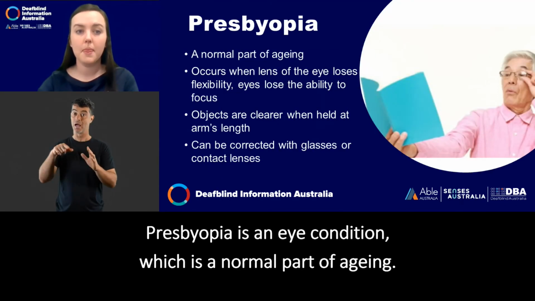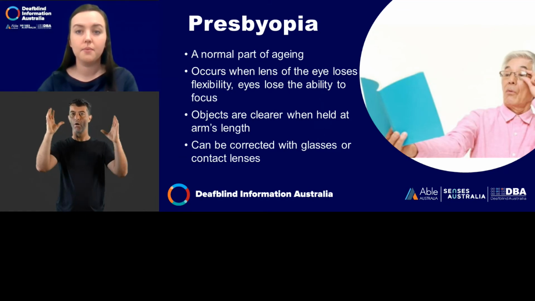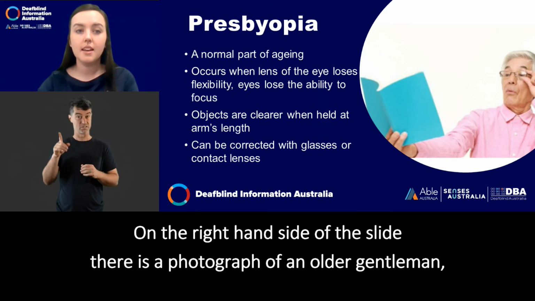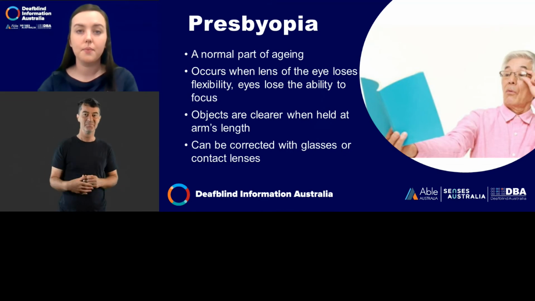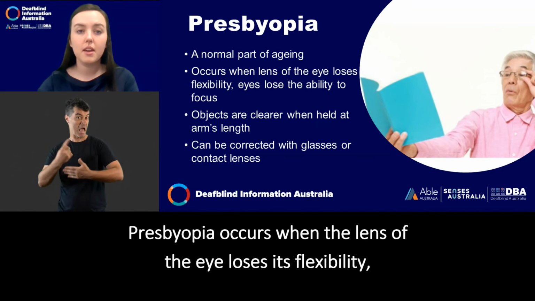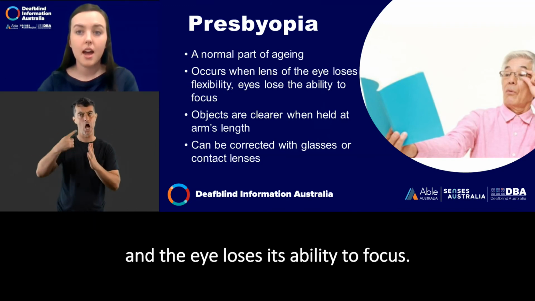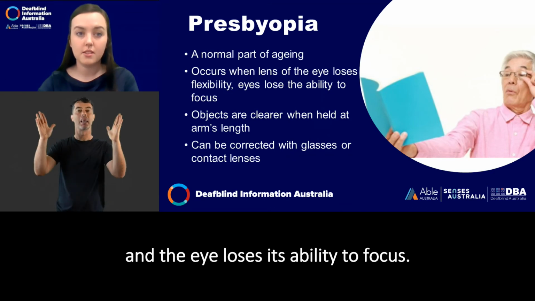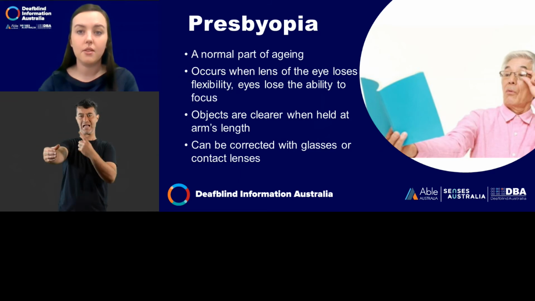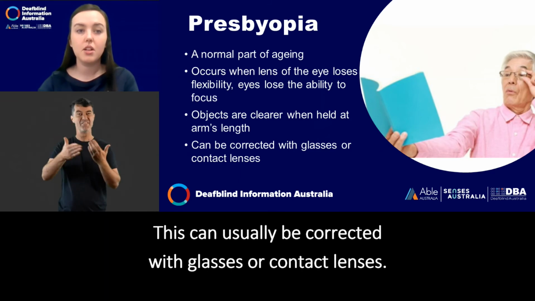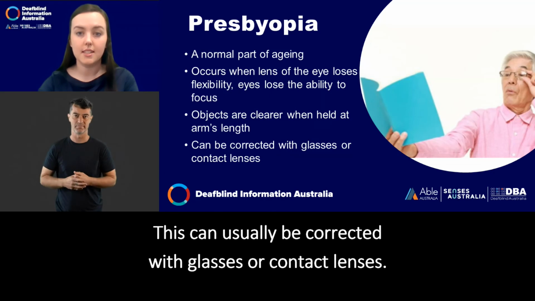Presbyopia is an eye condition which is a normal part of aging. On the right-hand side of the slide, there is a photograph of an older gentleman holding a blue book at arm's length. Presbyopia occurs when the lens of the eye loses its flexibility and the eye loses its ability to focus. Objects tend to be clearer when held at arm's length. This can usually be corrected with glasses or contact lenses.